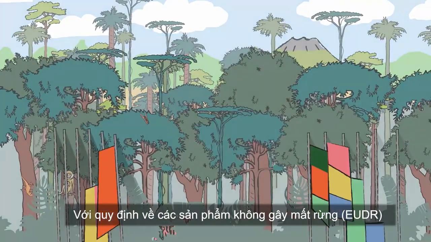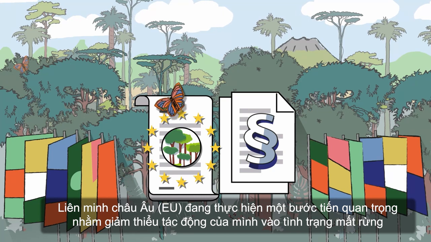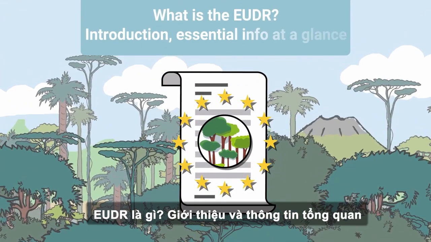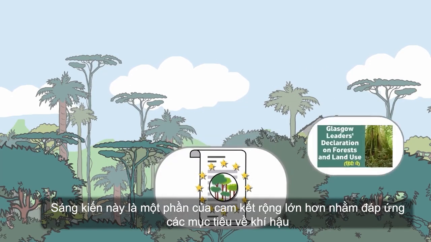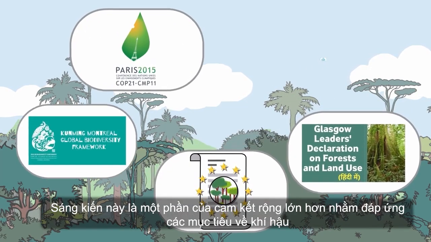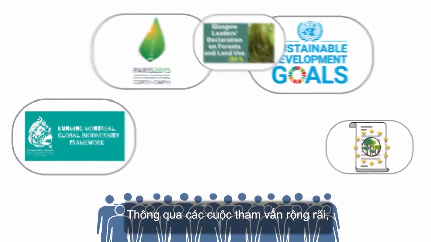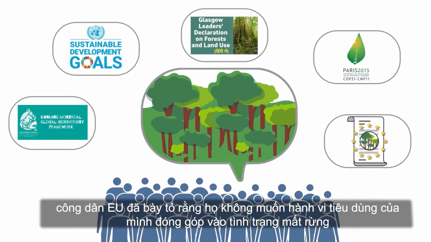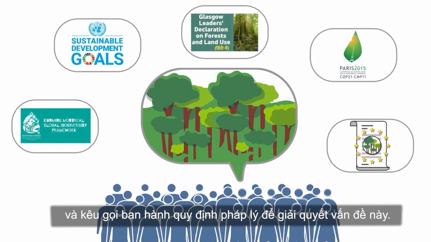With the new EU Deforestation Regulation, or EUDR, the European Union is taking a bold step forward to minimize its contribution to deforestation and forest degradation worldwide. This initiative is part of a larger commitment to meet global climate and biodiversity goals. Through extensive consultations, EU citizens showed that they do not want to contribute to deforestation worldwide with their consumption, and called for legislation to that effect.